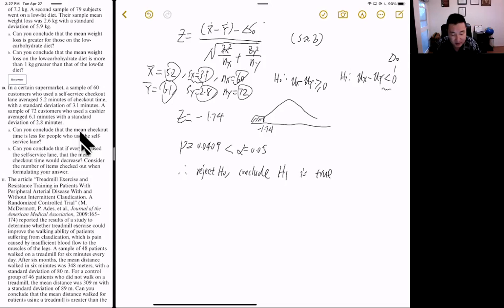So the answer is we cannot conclude that the mean checkout time will decrease if everyone uses the self-service checkout. One of the possible reasons is that those customers who currently use the cashier may have a lot more items than those who are using self-service lanes. Because they have more items to check out, they choose to use the cashier. That's very possible. If that's the case, then the conclusion in part B will not be true. We cannot conclude that if everyone uses the self-service lane, the time will decrease.